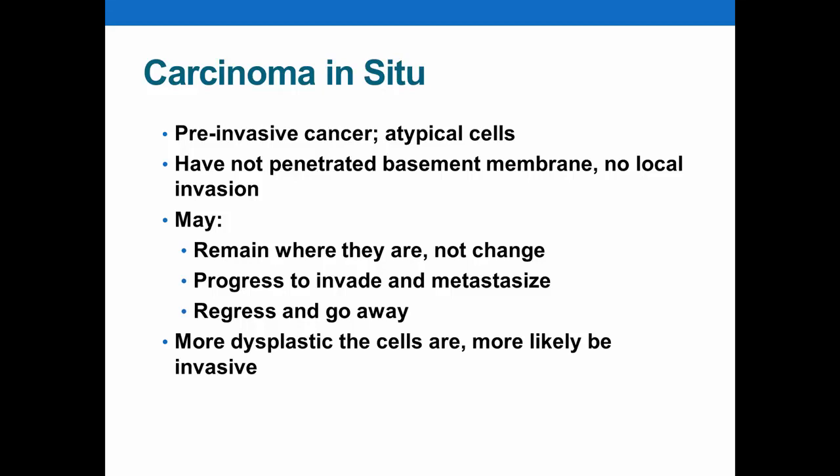They may actually progress to invade that basement membrane and metastasize. When they do that, they become cancer. But the other thing they may do is regress and go away. So the immune system may locate them and start breaking them down. Or because the environment just never seems right, or the time just never seems right to those cancer cells, they will gradually regress and go away.